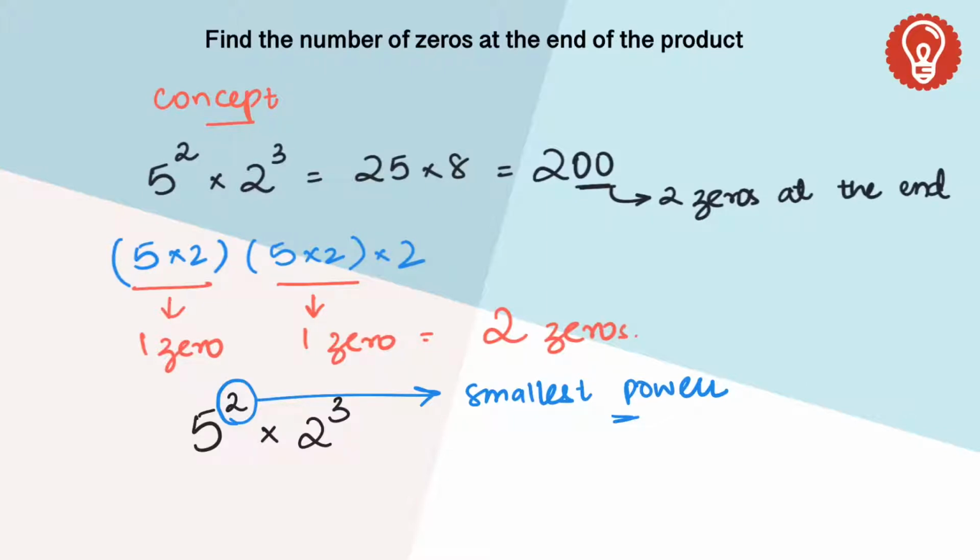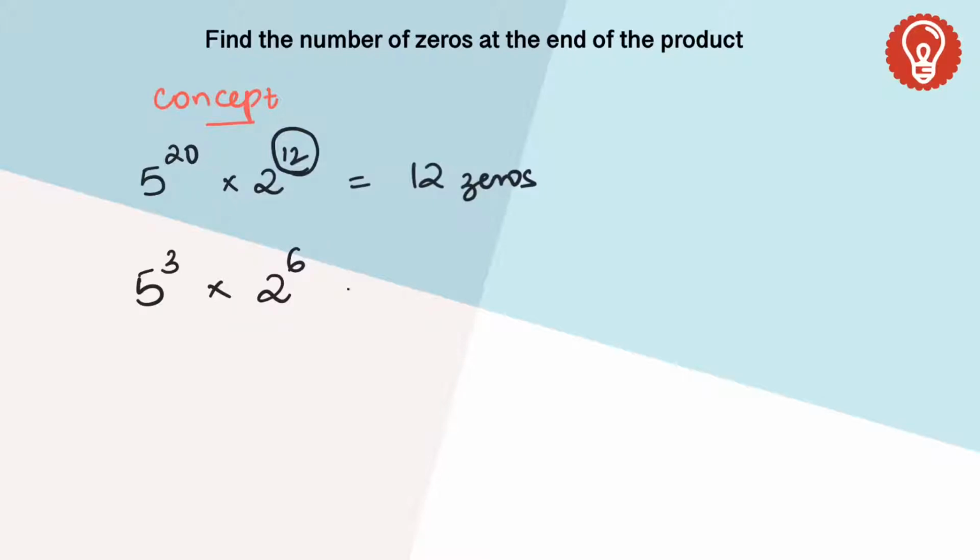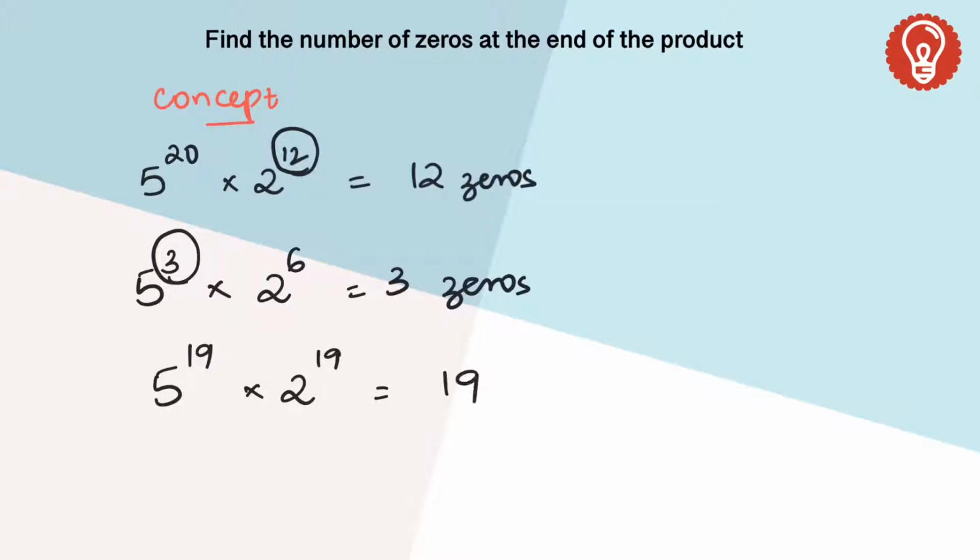Now that plays a major role to solve questions much faster. So let's say we have 5 power 20 and 2 power 12. The smallest power is the answer. We get 12 zeros because 12 is the smallest. Now let's say there is 5 power 3 and 2 power 6. Smallest power is the answer. 3 is the smallest power, so we get 3 zeros at the end. Let's say there is 5 power 19 and 2 power 19. 19 zeros, like we discussed earlier.